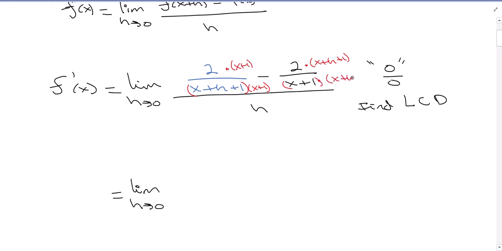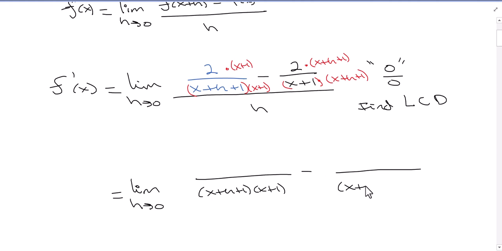I chose this example because in the previous video series, where we did derivatives at a point, I used polynomials and radical functions. So I figure for this one, let's use a rational function. All right, so now we're going to have our same denominator, x plus h plus 1 times x plus 1, minus the same denominator, x plus h plus 1, x plus 1.